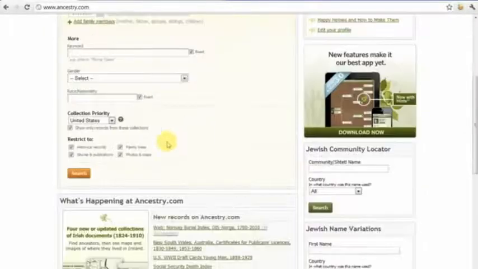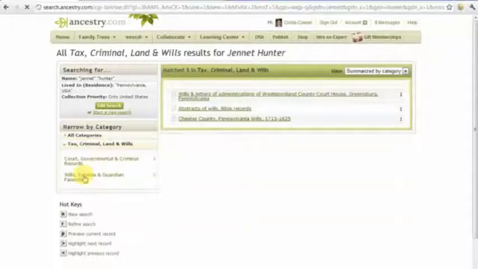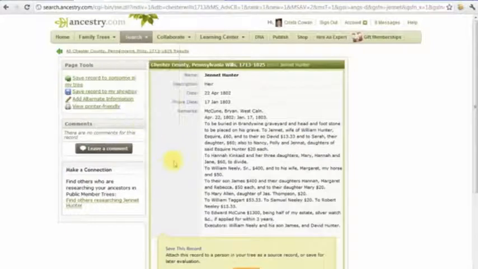So I did some digging, and when I click search here, you'll notice that tax, criminal, land, and wills comes up as a category with some search results. When I click on that, here is one in Chester County. Now what you're going to see here is actually an abstract. Clearly it's not the original will. It's just an abstract of that will, and we're going to go through it so that you can start to see where you pull out some of these clues.